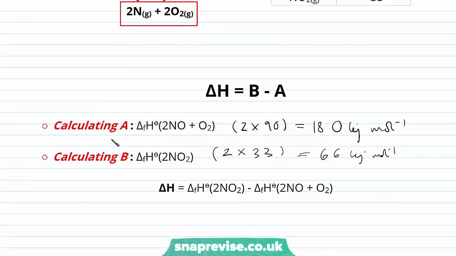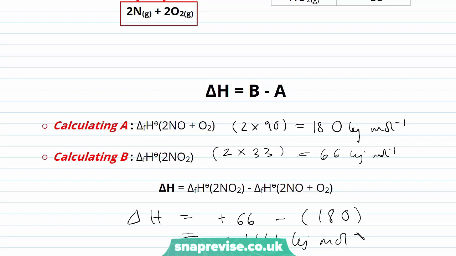So delta H will therefore be B, which is plus 66, minus 180, giving us an enthalpy change of reaction of minus 114 kilojoules per mole.